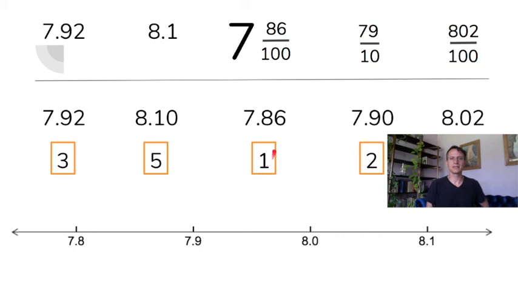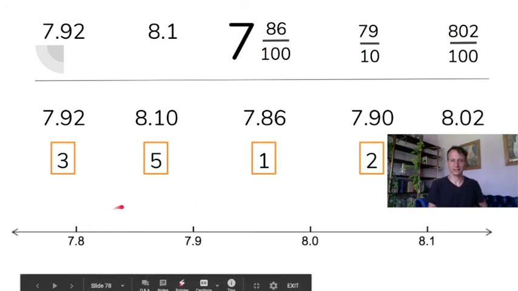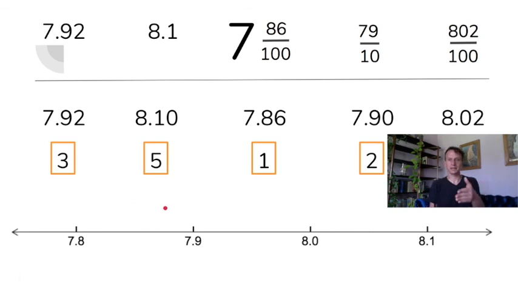Where would 7 and 86 hundredths go? Between 7 and 8/10 and 7 and 9/10, a little past the midpoint, right? Because 7.85, 7 and 85 hundredths, would be the midpoint there. What would come next is the 7 and 90 hundredths, which is right there at the point of 7 and 9/10. 7 and 92 hundredths would go just a smidgen past that, because that's 90 hundredths, 92 hundredths.